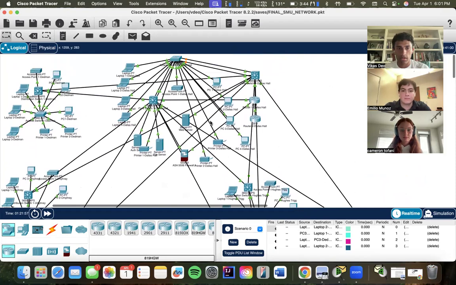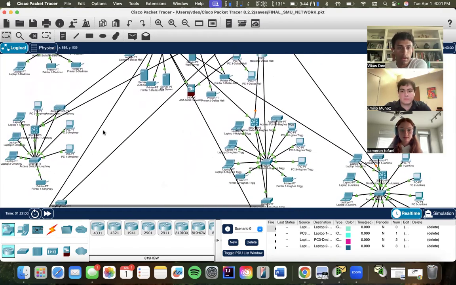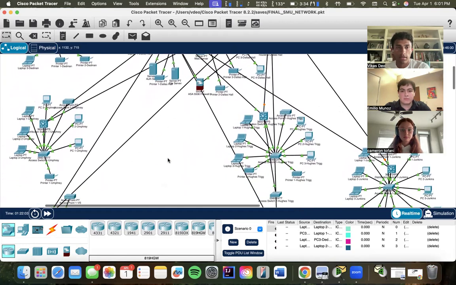My main part was designing the network, connecting all the cables, laying it out, and a little bit of configuration, but mostly just designing the network and then creating the physical view. That's pretty much all I got.